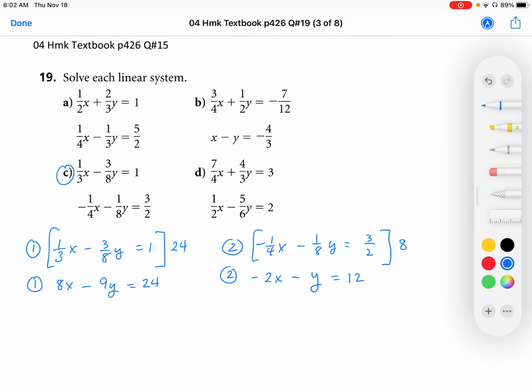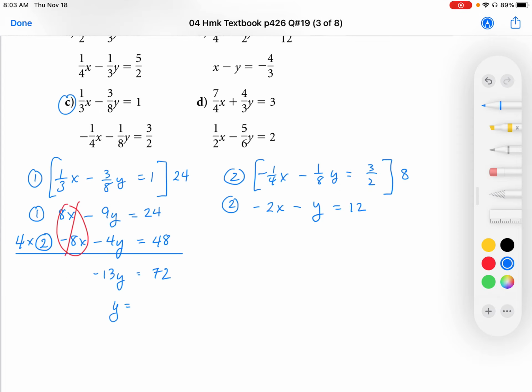Now I'm going to match the x's, and then add them together. So I'm going to take equation 2 and multiply it by 4, and that's going to give me negative 8x minus 4y. Remember to make sure that you're multiplying every term in that equation, including the 12 to get the 48. I've now matched the coefficients. The x terms cancel out. I'm going to add the y's together to get negative 13y, and add the constants together to get 72.